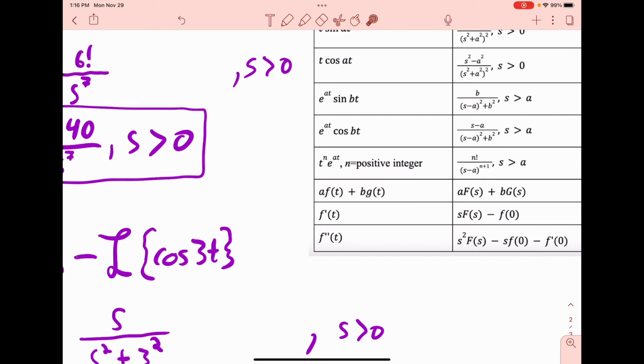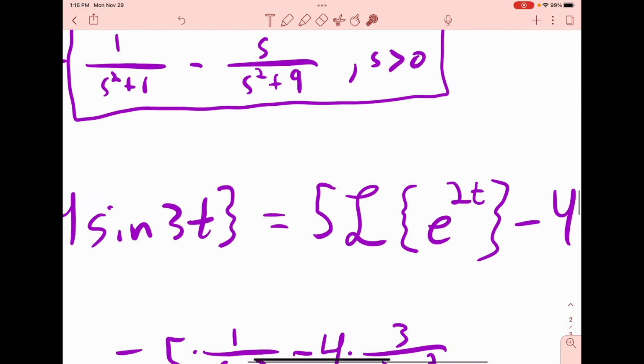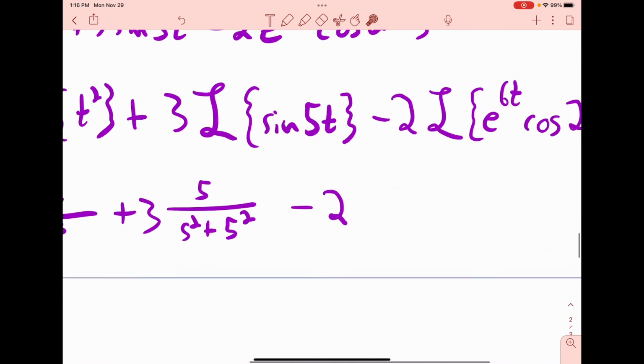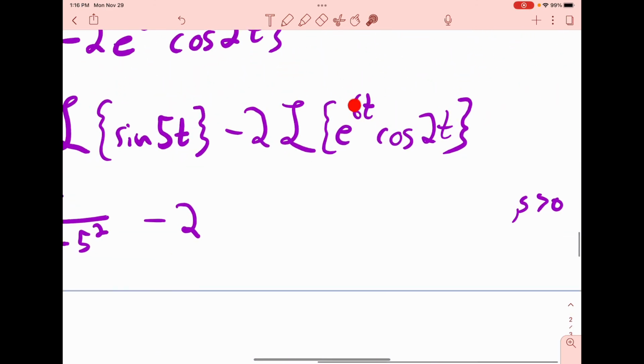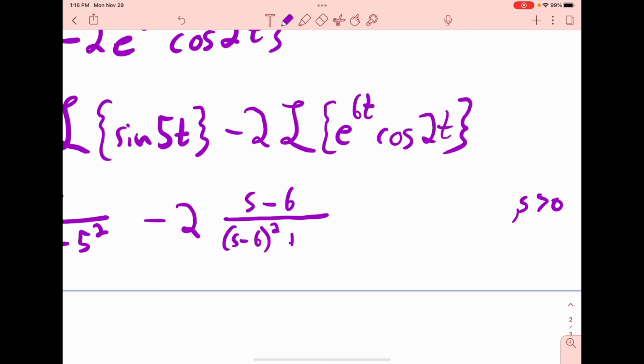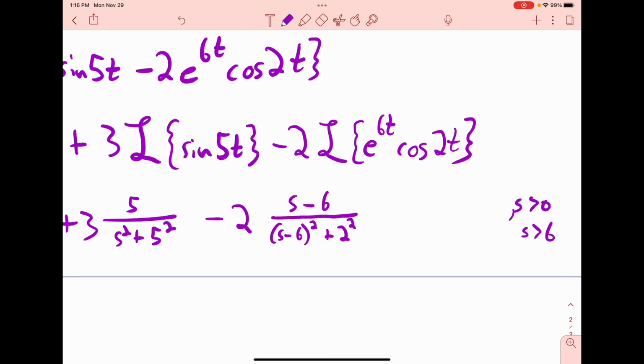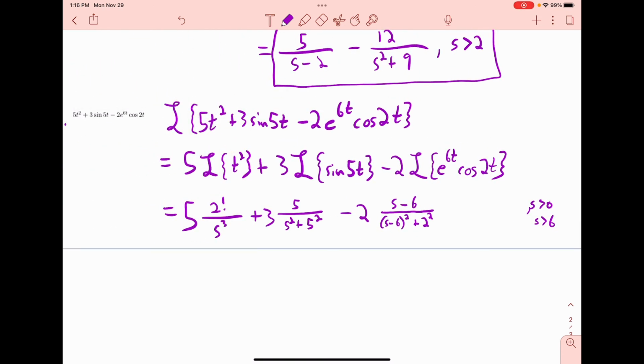In our case, it's a matter of determining a and b. Our a is 6, and our b is 2. So this looks like s minus 6 over s minus 6 squared plus 2 squared. And this is s has got to be bigger than 6. That is bigger than a. Okay, this is our Laplace transform.